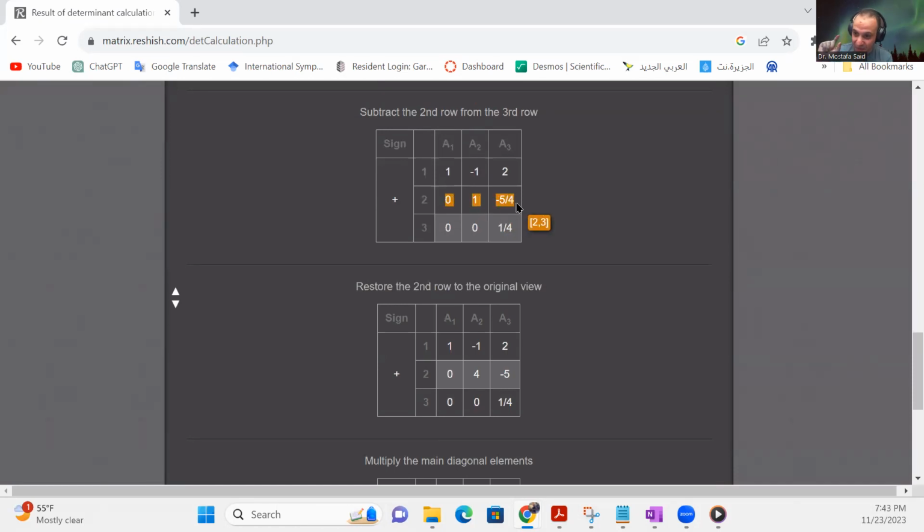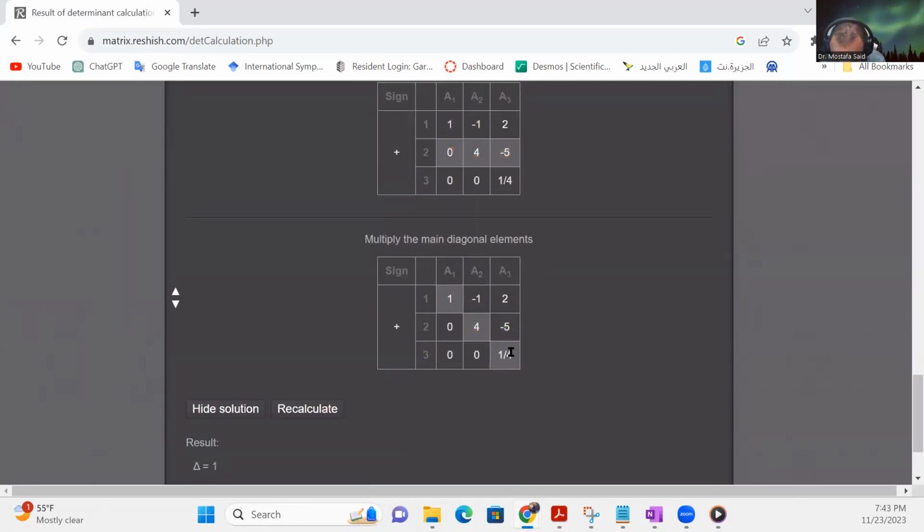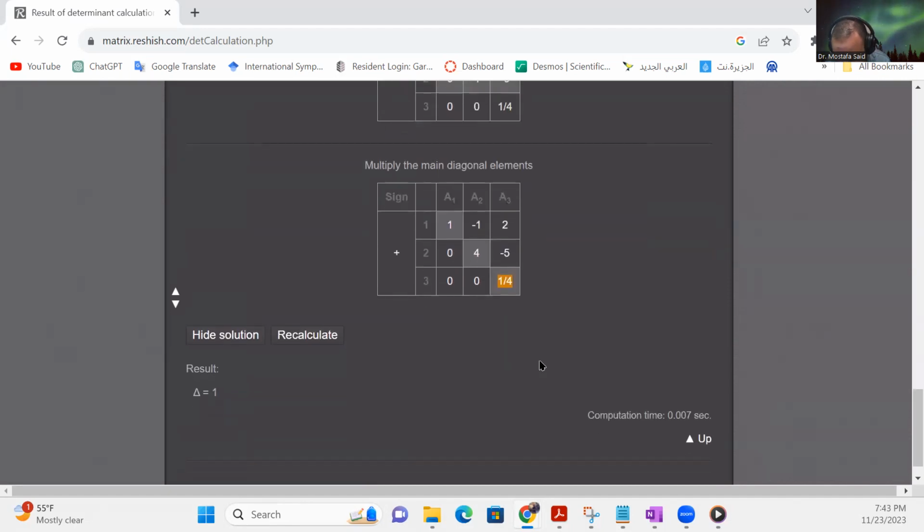Remember again, when we multiply a row by some factor, the effect will be shown, for example, here in the third row, but the second row will stay the same. Okay, so that's basically the matrix after reducing it to an upper triangular matrix. So it becomes 1, 4, 1/4, 1/4. Then you multiply them together and it gives you basically 1.